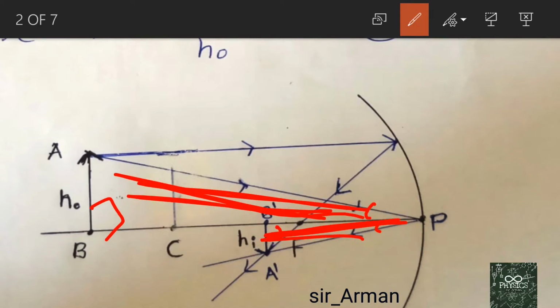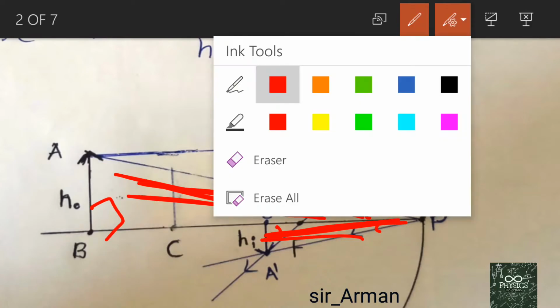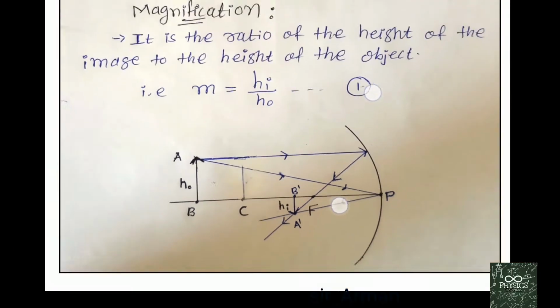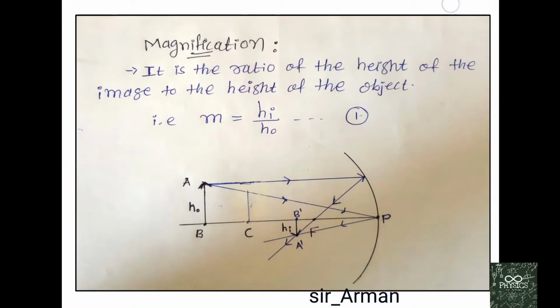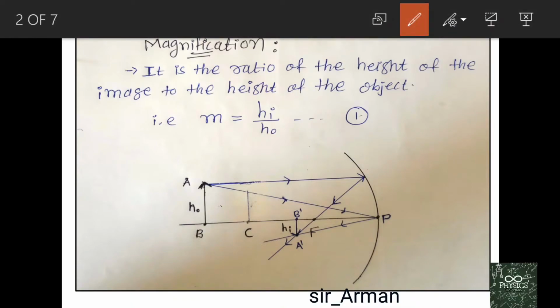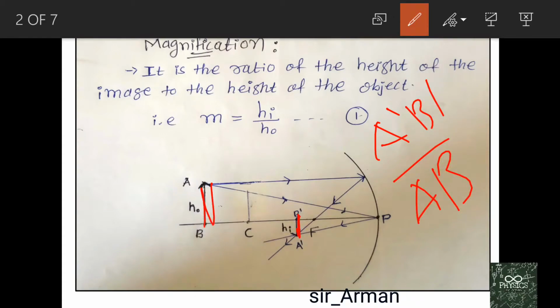Why? Because two angles are the same, and when two angles of a triangle are the same, the third angle is also the same. So we can take the ratio of these sides. Here we take the ratio A dash B dash by AB. The ratio of this side is equal to the ratio of the sides PB dash by PB, that I have explained in the mirror formula. So if you don't know, please watch it again and see your notes. So here what is A dash B dash?